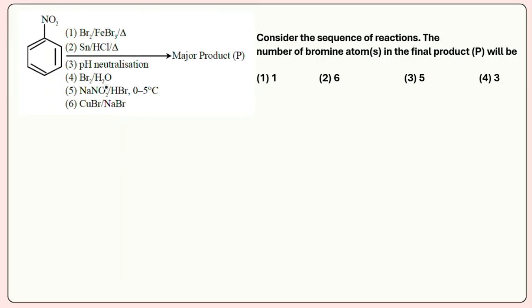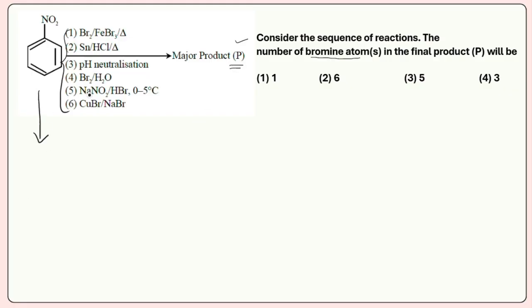The next question involves a series of reactions for the nitrobenzene molecule. Then we need to write what is the major product P and then find out how many bromine atoms are there in the final product P.